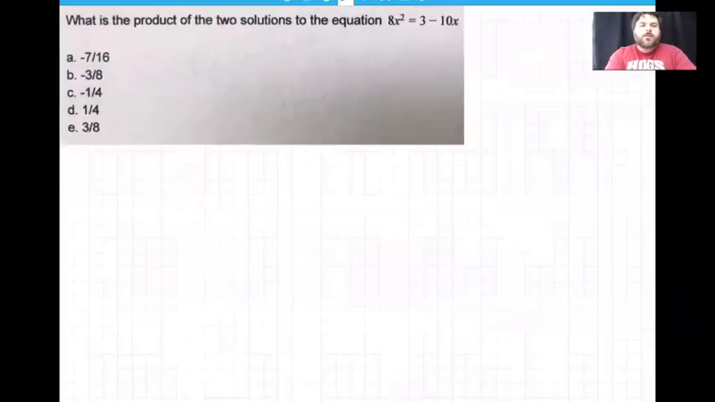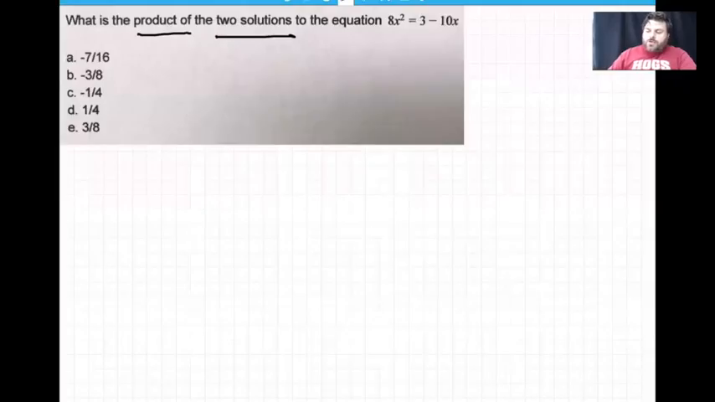All right, what is the product of the two solutions to the equation 8x squared equals 3 minus 10x? All right, so on this one, I would definitely realize that we're looking at the product of the two solutions, which is really the product of the roots. Remember, roots and solutions, zeros, x-intercepts, all those things, they mean the same thing.